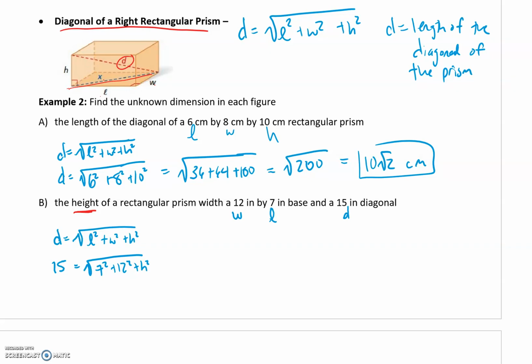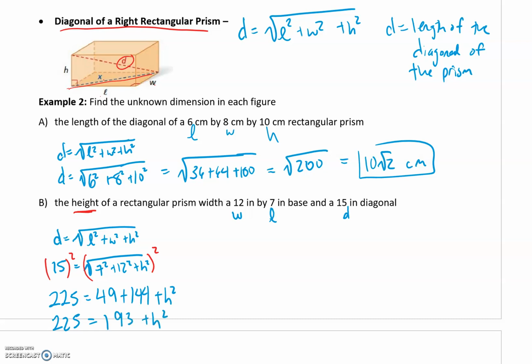What I'm going to do is go ahead and square both sides because I can't do anything if H squared is inside the square root. So let me get rid of it. I can square both sides. 225 equals, and then I'll simplify my squares here. That's 49, 144, and H squared. And then we want to get H squared by itself, so I can combine my like terms. So that turns into 193.